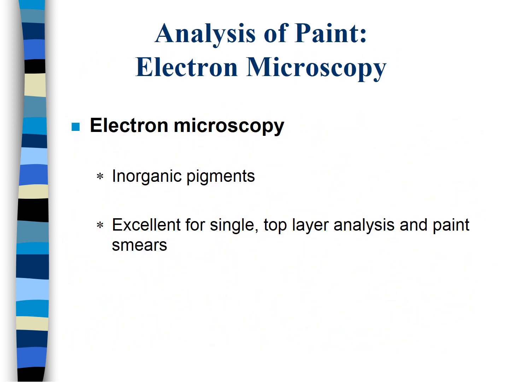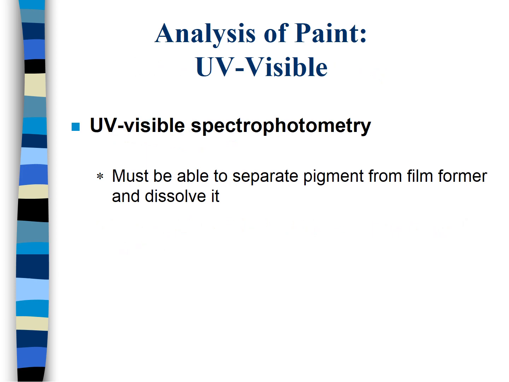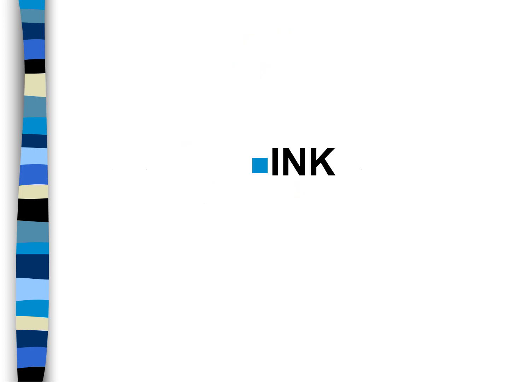Okay, the next one is the electron microscopy. So the electron microscopy will show the inorganic pigment, and this is excellent for single top layer analysis and paint smears. And the next one is UV spectrophotometry. So this must be able to separate the pigment from the film former and dissolve it.